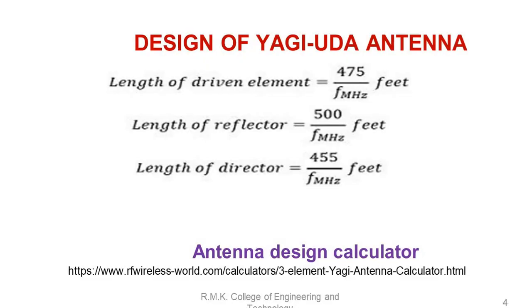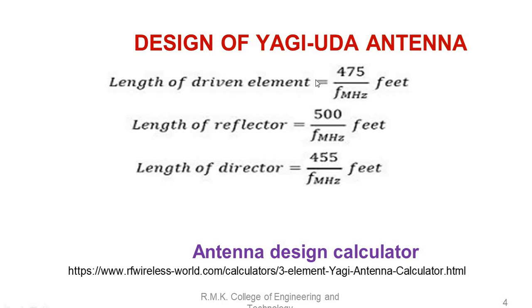And how to design a Yagi-Uda antenna? What should be the length we have to fix for a driven element, for a reflector, for the directors, right? So these are the formulas. Among these three, the reflector is the largest in dimension, equal to 500 divided by frequency in megahertz, the unit is feet. For the driven element, 475 divided by frequency in megahertz, the unit is feet. For the directors, 455 divided by frequency in megahertz in terms of feet, right? So these are the design values of the elements used in Yagi-Uda antennas. The unit is in terms of feet.